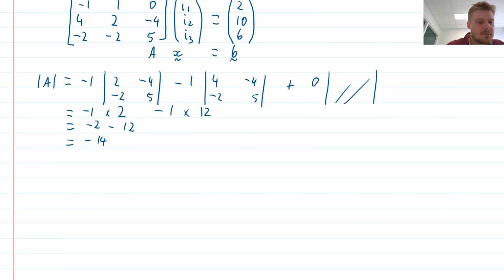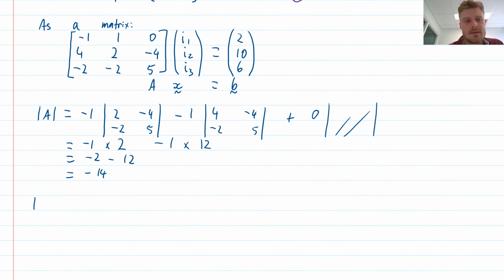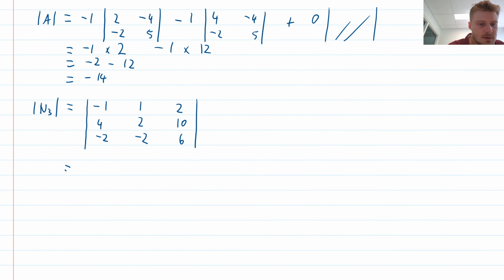I also need to know the determinant of a new matrix. Because I want I3, the third variable, my new matrix I'm going to call N3. It's the third variable that I'm seeking. This is a matrix where I copy the columns of A except for the third column. The third column I replace with my right-hand side, my B vector. So that was 2, 10, 6, like so. Then I can go and calculate what this determinant is going to be.